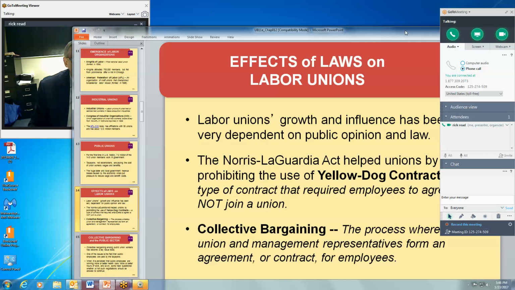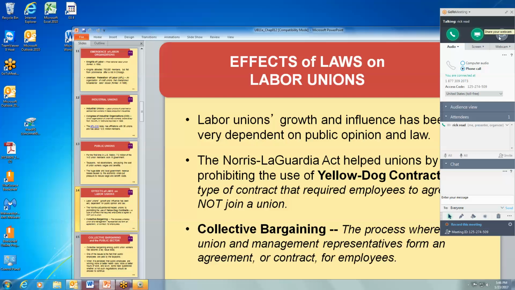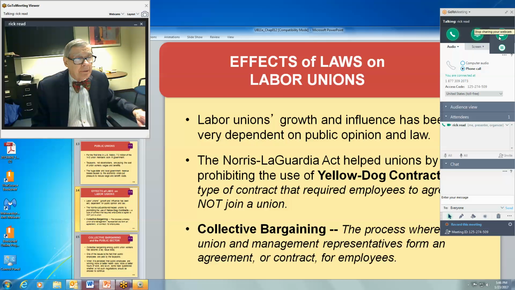Unions grew because, among other things, laws changed, and we as a society realized we needed to do something. The Supreme Court outlawed unions for a long time, forbade strikes, and everything was on management's side. And then we finally came along with the Norris-LaGuardia Act that prohibited the use of yellow dog contracts.